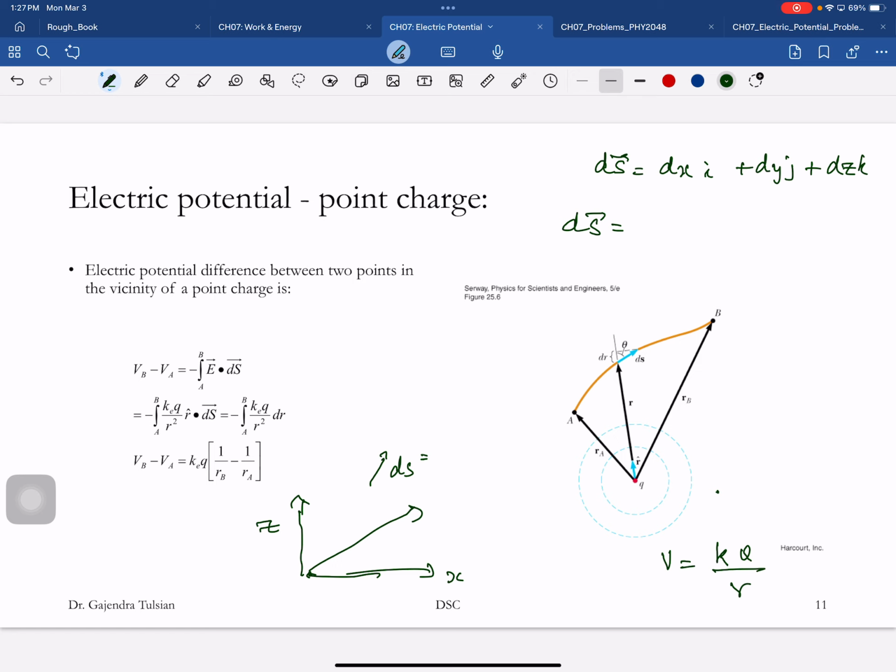This ds is written in terms of i, j, k like that. That displacement also can be written in terms of r hat. R hat is a vector. If you're at this location, r hat is a unit vector pointing away from the origin, and so on.